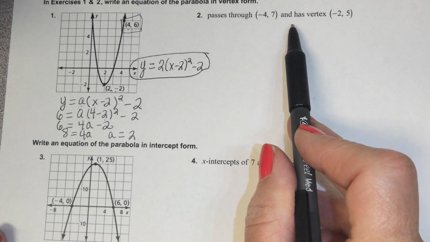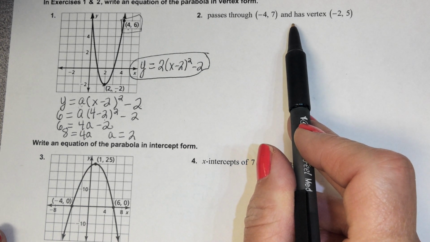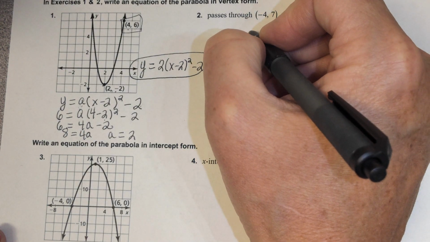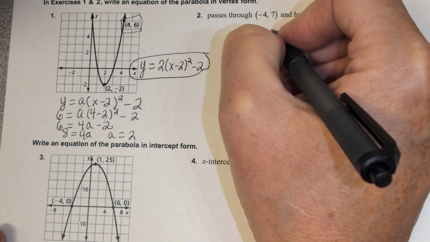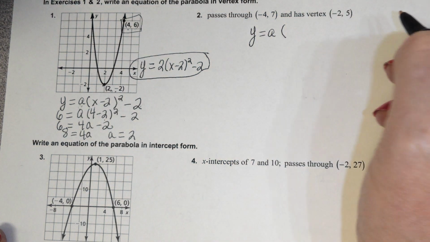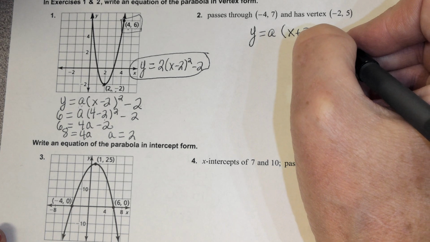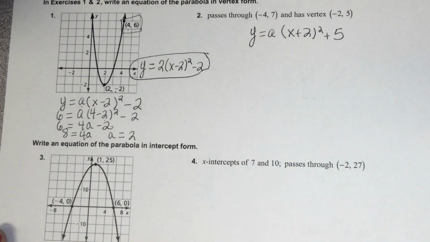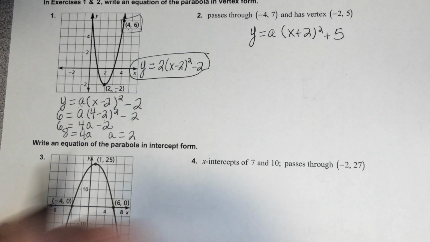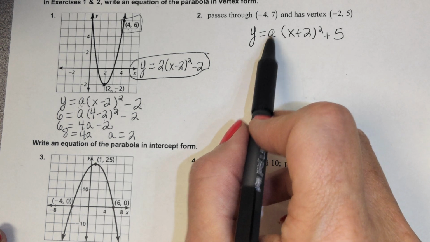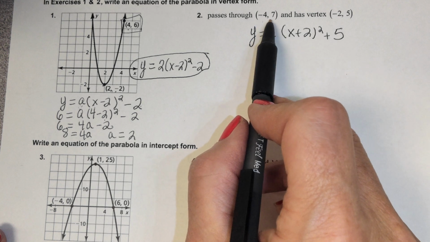Alright, this is the same kind of problem, exactly the same kind. Let's go ahead and get it started. How do we start it? Y equals a times what? X plus 2 squared, and then what? Plus 5. Okay. So once we have that, we're going to want to find out what a is. So what do I do to find a? Plug in the other point, right?